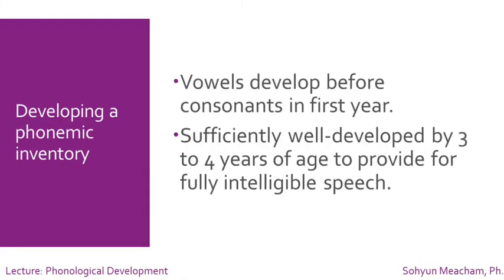All those phonemes that children acquired become a phonemic inventory. Vowels develop before consonants in first year. Then by 3 to 4 years of age, phonemes work together as fully intelligible speech. The next slide will show how consonants develop.